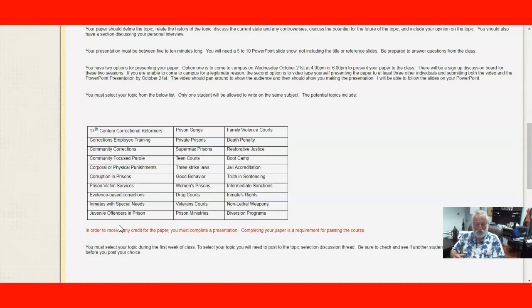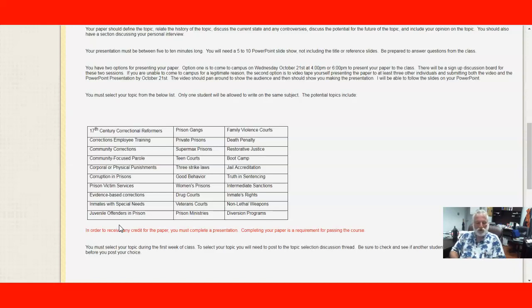It's kind of a thing that you don't see much anymore, but you can still interview people about them. They used to have one here in Brazoria County. Jail accreditation, truth in sentencing, intermediate sanctions, inmate rights, non-lethal weapons, and diversion programs.